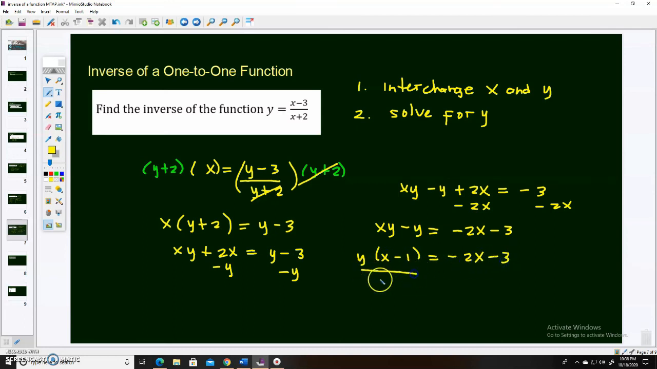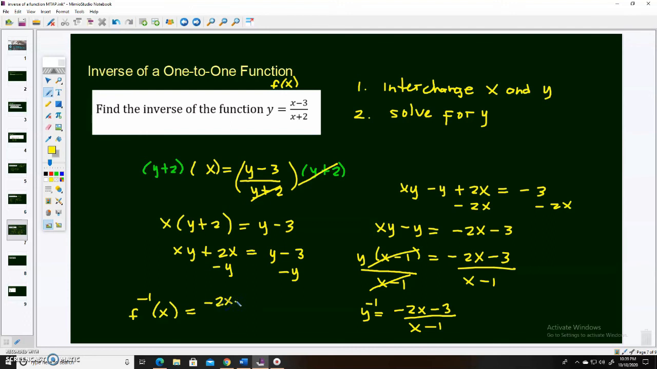Finally, we divide by x minus 1, so that this will cancel out, and we get y equals negative 2x minus 3 over x minus 1. So this is our function f of x, and the inverse, to put it more formally, f inverse of x, is negative 2x minus 3 over x minus 1.